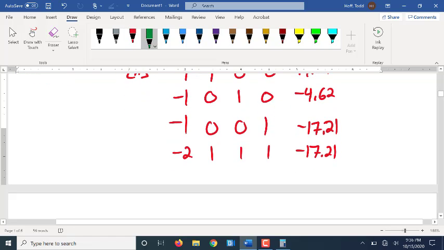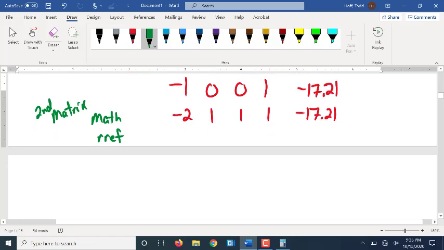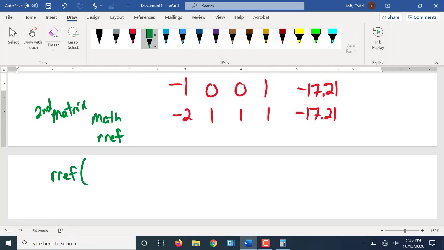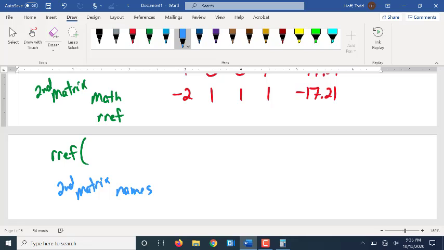go back in. You're going to do second matrix, and you go to the math menu, and you scroll down to RREF. That stands for Reduce Row Echelon Form. You hit enter, and on the screen, it'll say RREF, open parentheses. You're going to have to go to the matrix again. You're going to do second matrix. Then in the names menu, that first column, you're going to select matrix A. So I'll put matrix A in here.